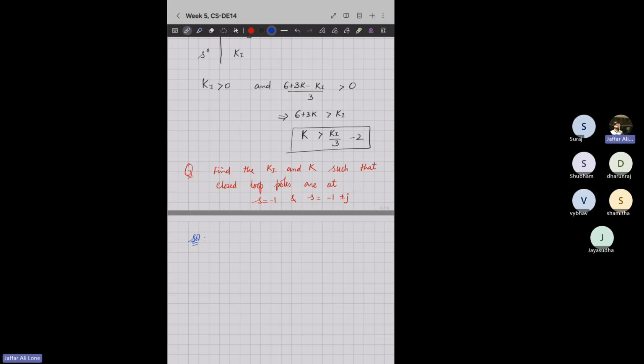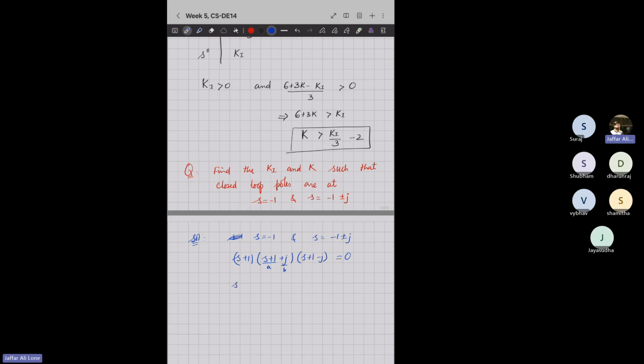So can I write it like this? s equal to -1 and s equal to -1 plus minus j. Can I write it like this? (s plus 1) into (s plus 1 plus j) into (s plus 1 minus j) equal to 0. That's what, because they are the poles. Okay, so then I can solve it like this. (a plus b) into (a minus b) will be a square minus b square.